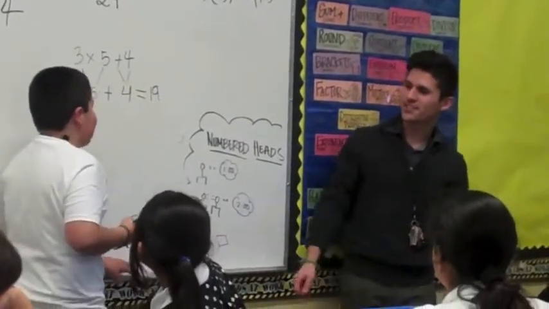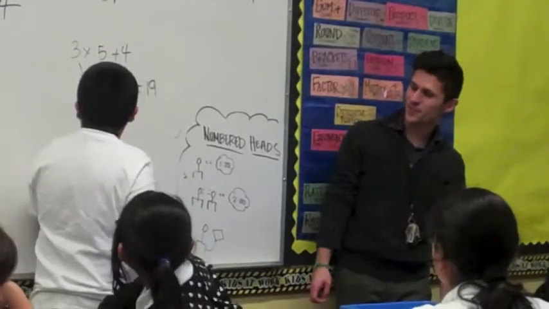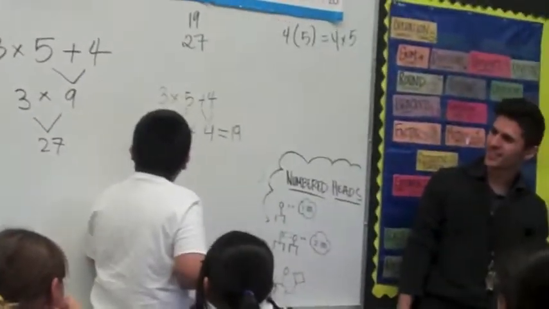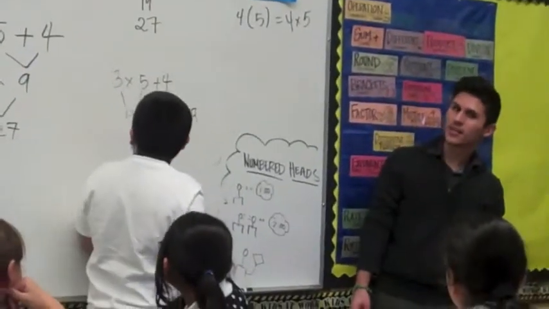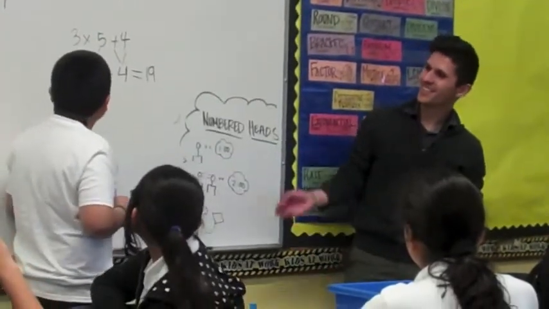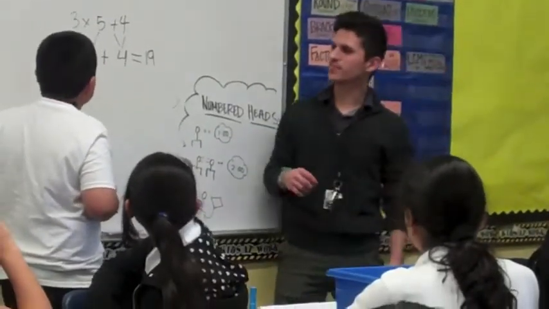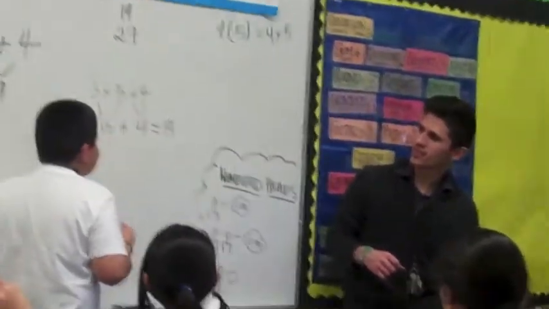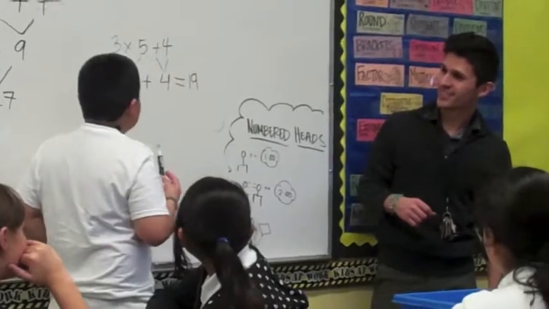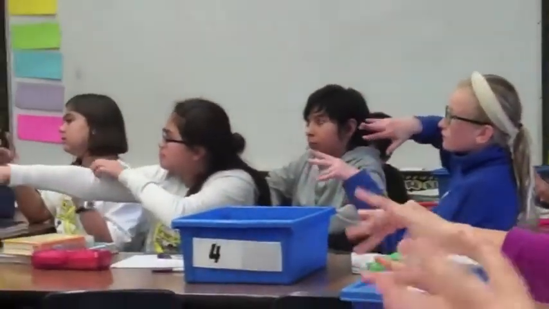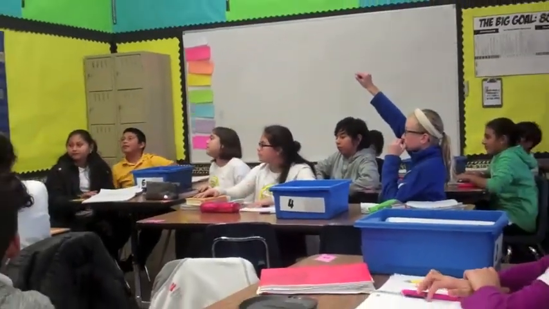Okay, can you try it in English? First I multiply 3 times 5 equals 15. And then I add 4. Very nice. Oh, good. I see some green. He not only did it in Spanish, but he then did it in English, right? Very nice. Thank you so much, Miguel.